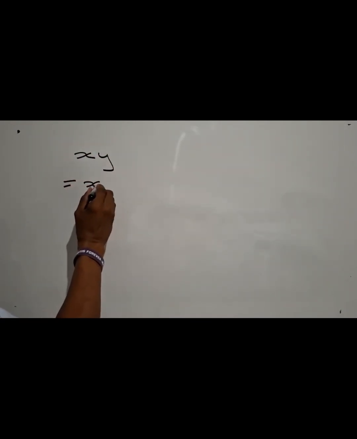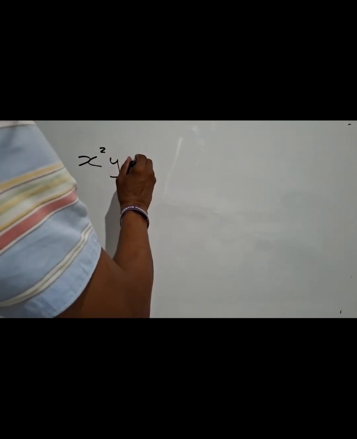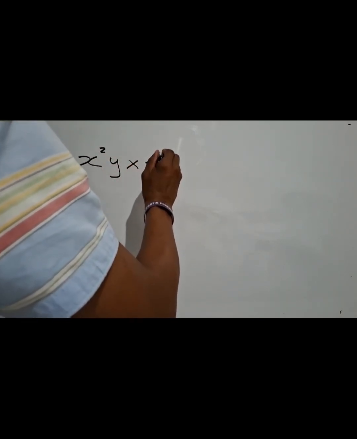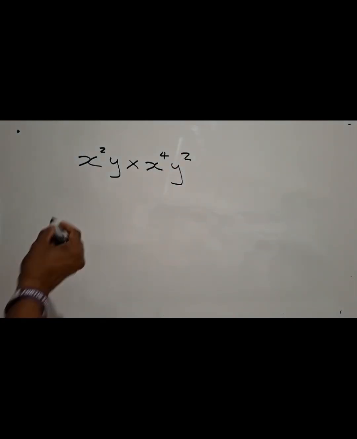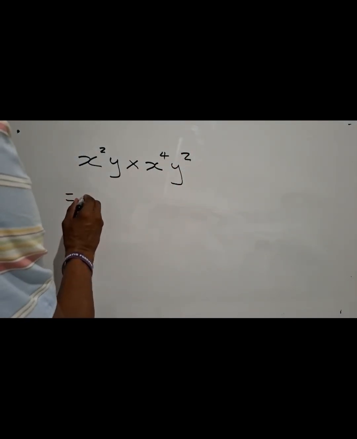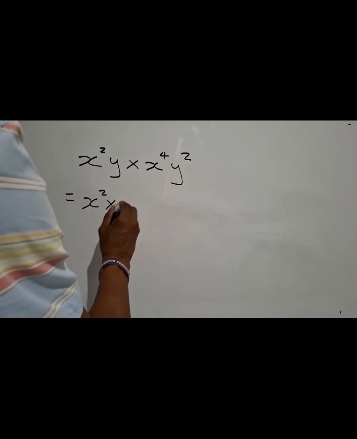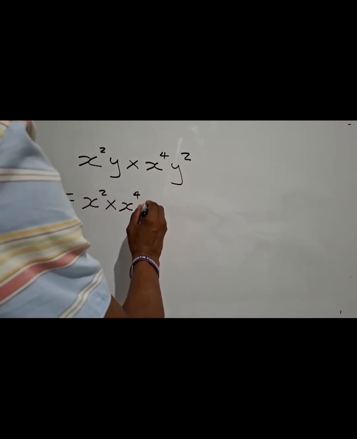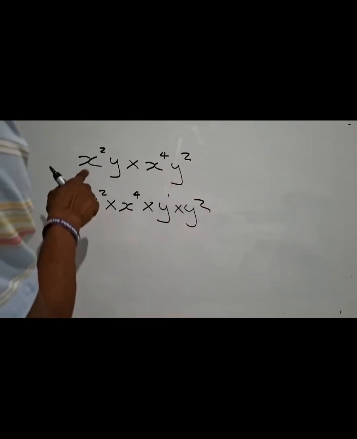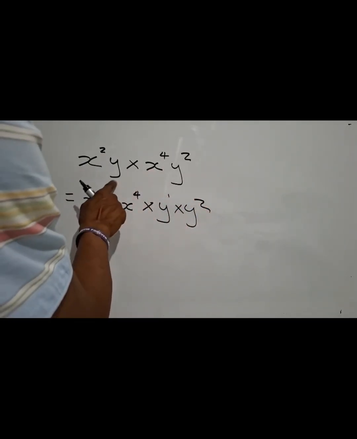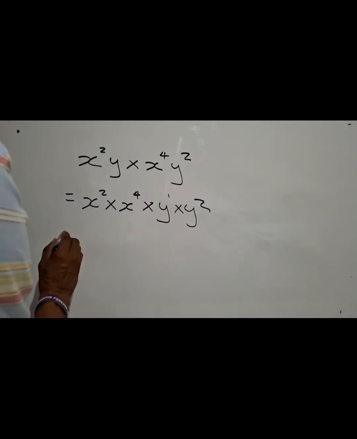Okay. xy is the same thing as x times y. Remember that. xy is the same thing as x times y. So here we have x squared y times x to the fourth times y squared. What we're going to do right now is to pair the x's and to pair the y's. So we just say x squared times x to the fourth times y squared. Nothing has changed from up top. We're just bringing the x's closer and the y's closer.